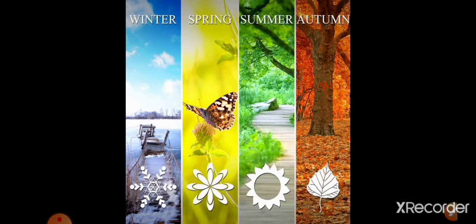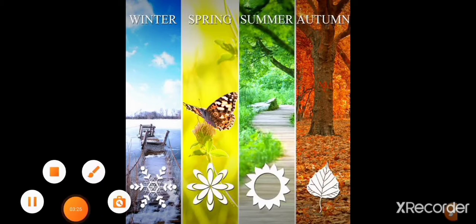Then we have the spring season. Almost all the flowering plants bloom during this season. Then summer season, you know that temperatures increase in this season. Rainfall is very less. Sometimes we experience water shortage during this summer season. Then autumn, it is also known as fall, means almost all the deciduous plants, leaf shedding plants, shed their leaves altogether in this autumn season. So these are the 4 main seasons of a year.